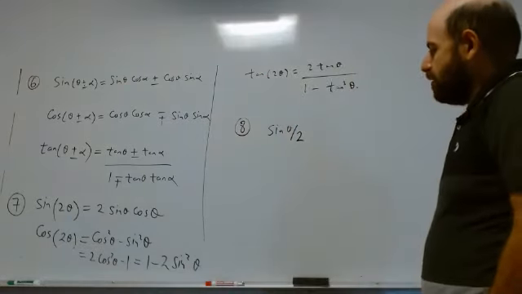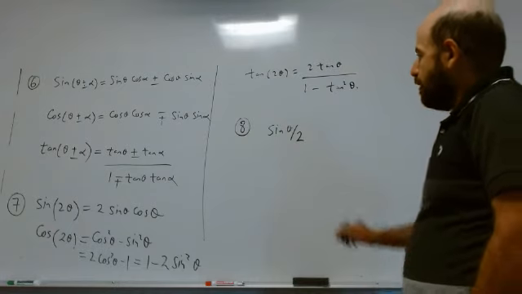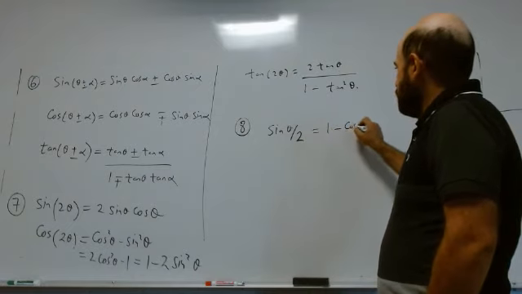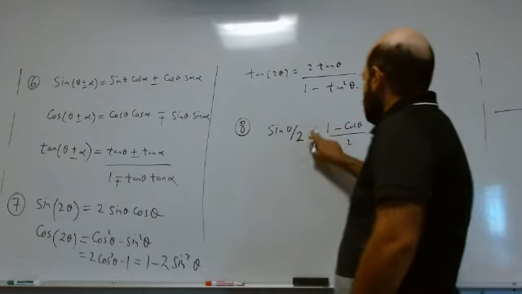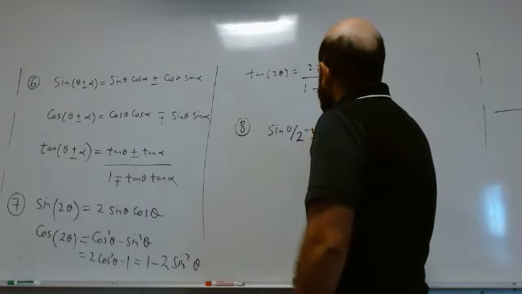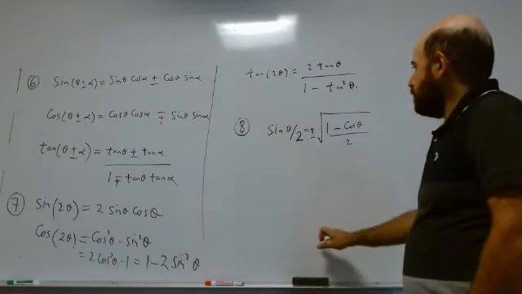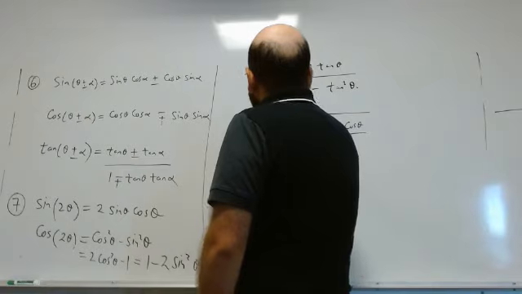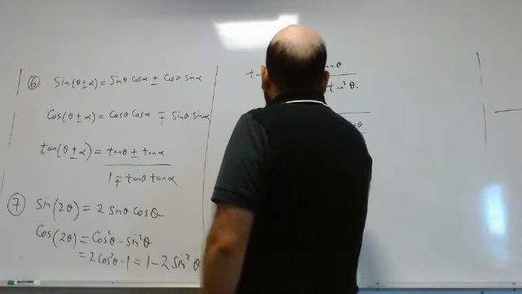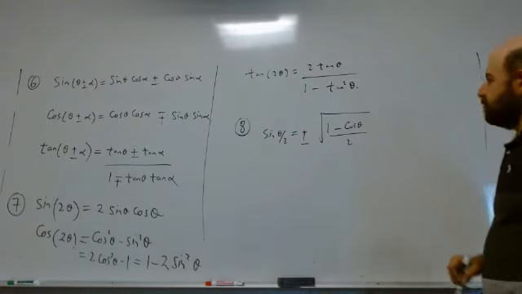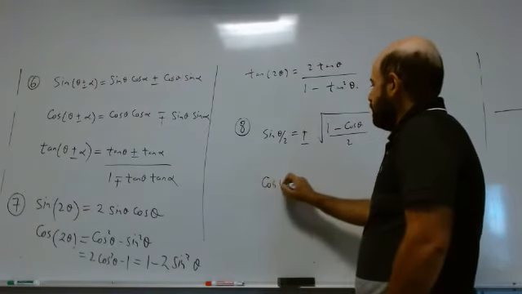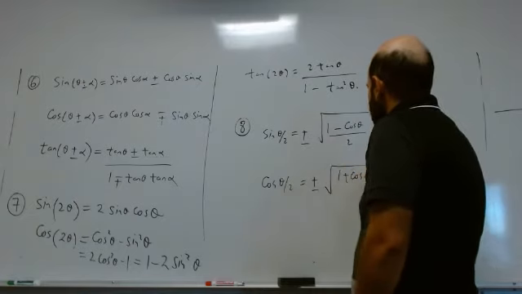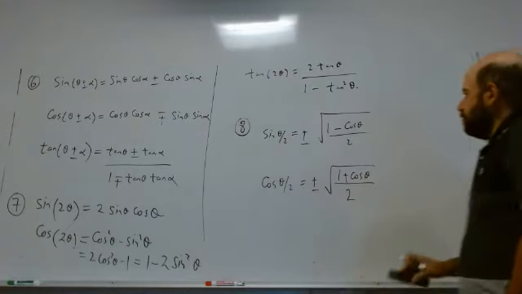And then you can solve for sine theta over 2. This will be 1 minus cos theta divided by 2, and then you have to take the square root with a plus or minus sign. So plus or minus this. It depends on theta. Sometimes we have to accept the plus, sometimes we have to accept the minus. And cos theta over 2 is plus or minus the root of 1 plus cos theta divided by 2.